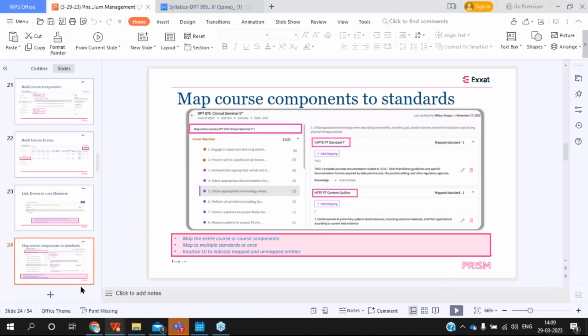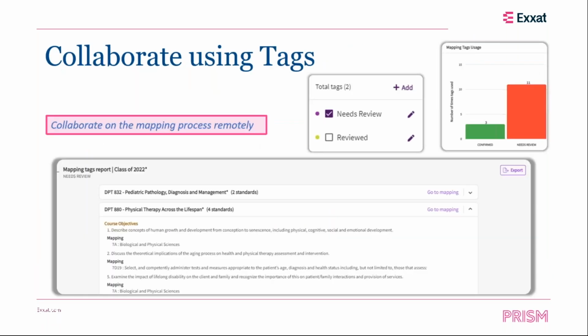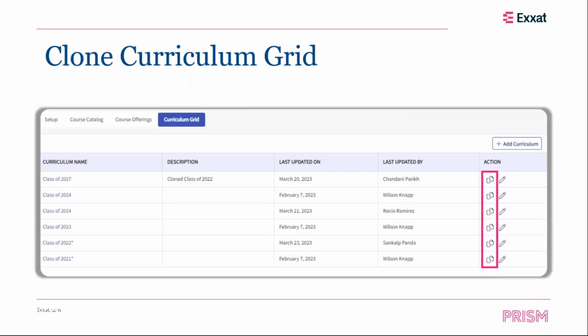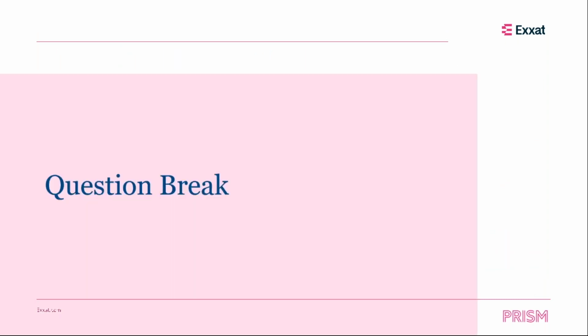Let me go back to my slide here. So we went over the mapping process and we talked about how you can collaborate using tags at the mapping and objective level. We also went over the cloning process. And yeah, any questions?